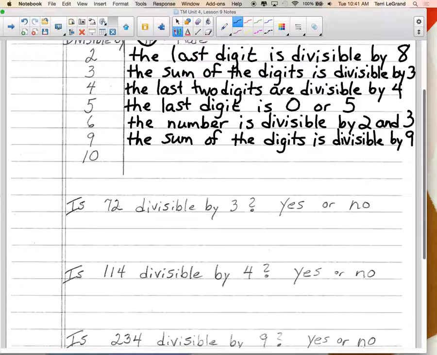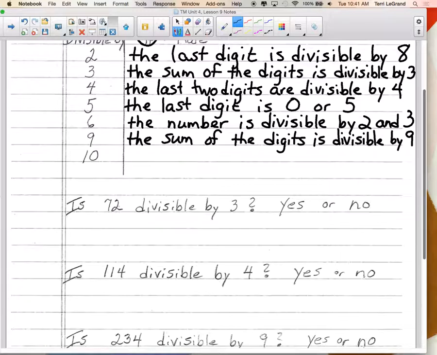The sum of the digits is divisible by 9. So you add up all the digits and see if you can divide them by 9.